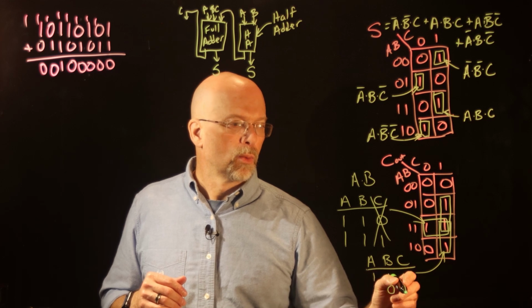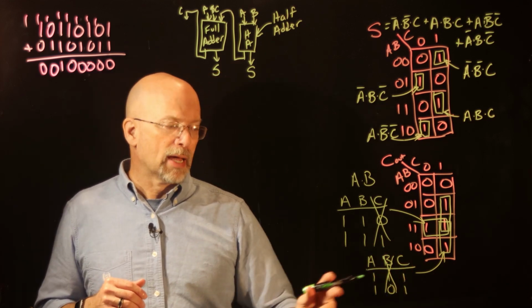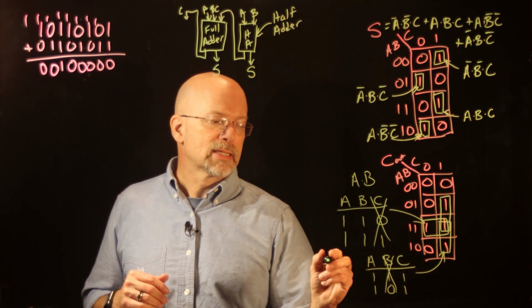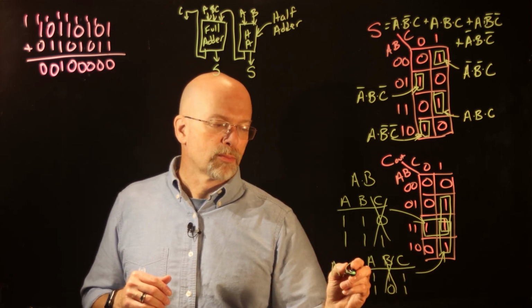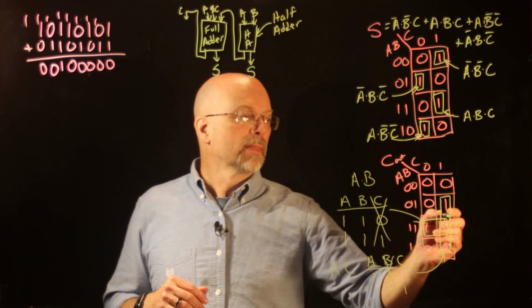1, 0, 1. We can see B changes, so it drops out, and we're left with A is 1 and C is 1. That gives us a product A and C with no bars over anything.